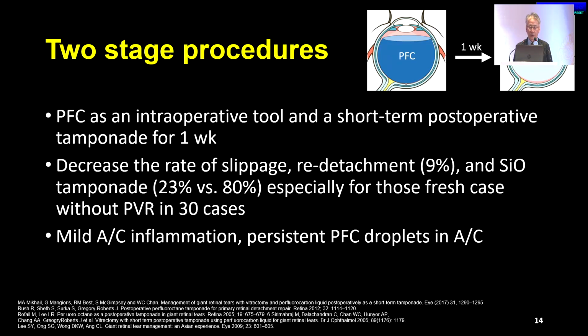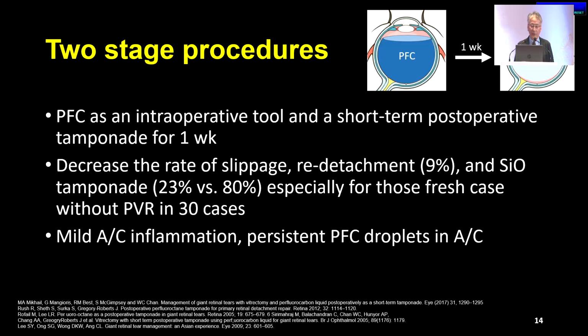Now this is a 30 cases retrospective study from Belfast. And they use the perfluorocarbon not only as an intraoperative tool, but also as a short-term post-op temporary for 1 week. So after 1 week, they take out the perfluorocarbon and they inject the gas or silicone oil. By doing this, they decreased the rate of slippage, which is 0% for this kind of procedure.